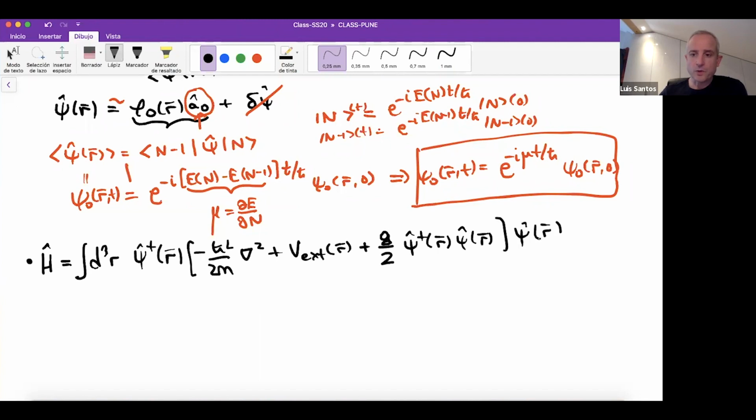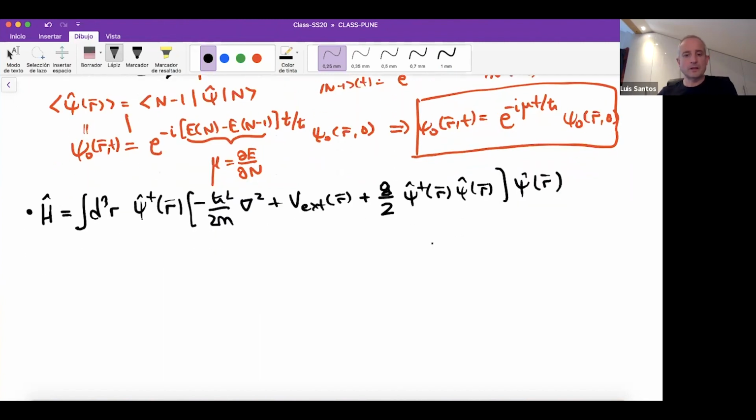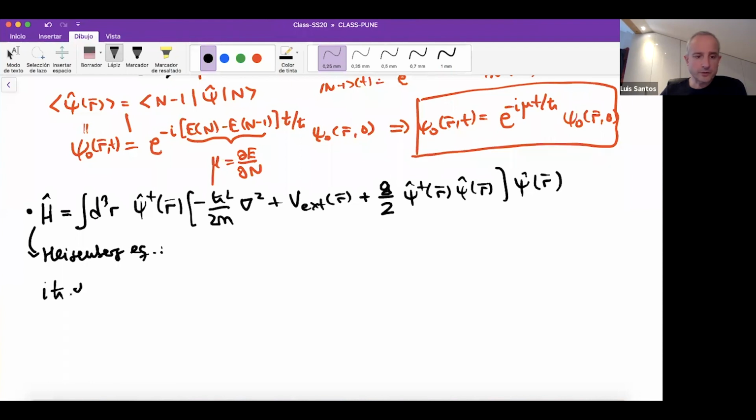So this is our quantum Hamiltonian. And now I will do the Heisenberg equation associated to this Hamiltonian. So I will do the Heisenberg equation for the field operator. And this gives me an equation of this form.